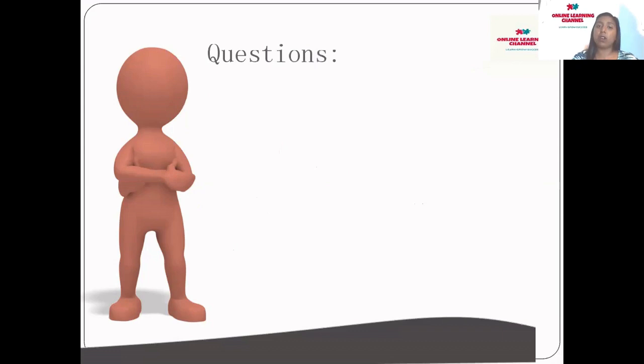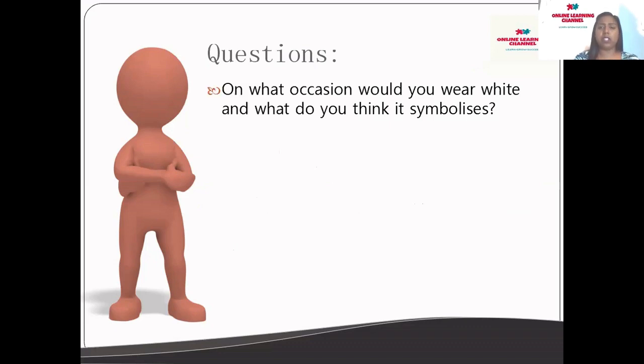Okay, let's go on to our reflection questions. You need to answer this verbally on your side now. Number one, on what occasion would you wear white and what do you think it would symbolize? Remember, we wear different colors for different occasions. So why would you wear white and what would it symbolize in your culture, in your religion?